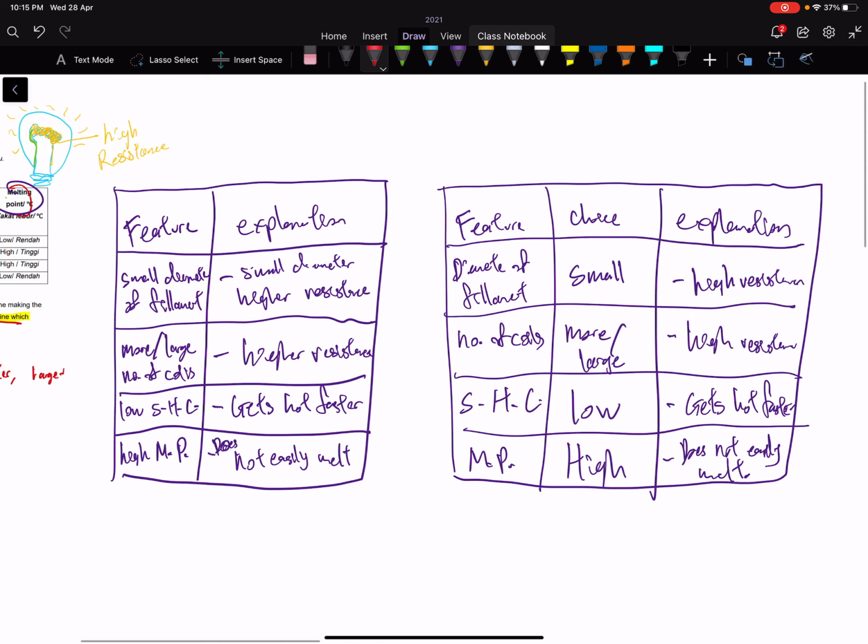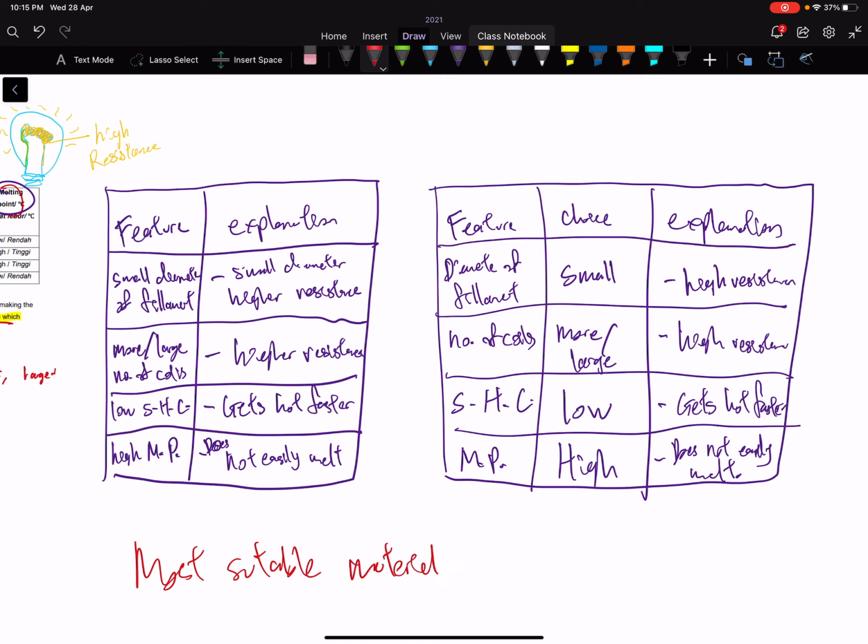So which one should you choose? And then most suitable material is R. Okay, because don't forget they ask you to explain, so you actually have to.